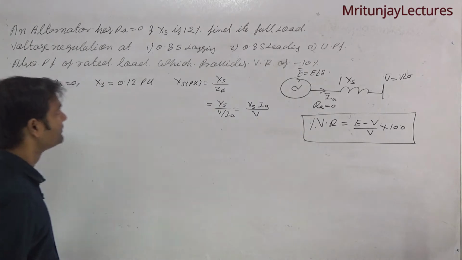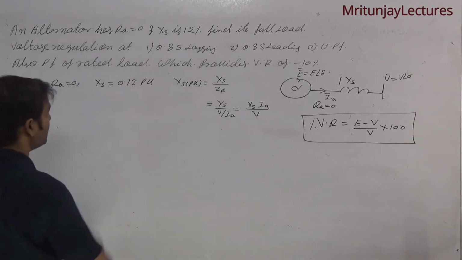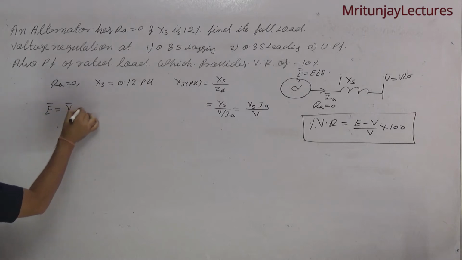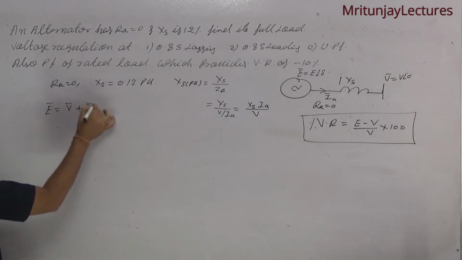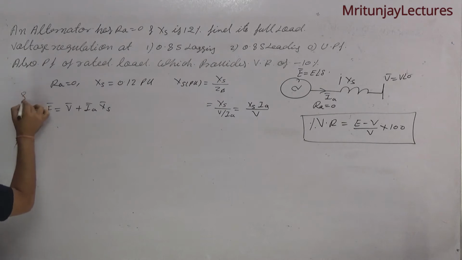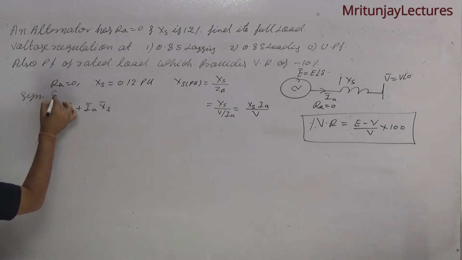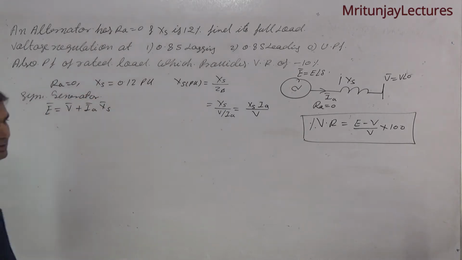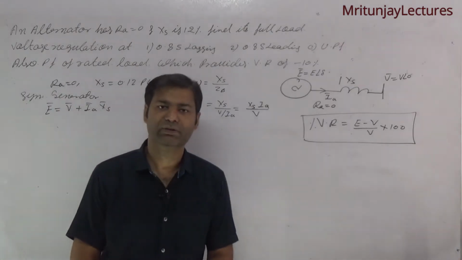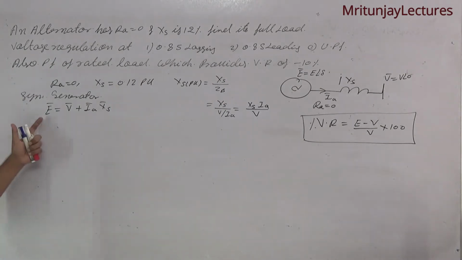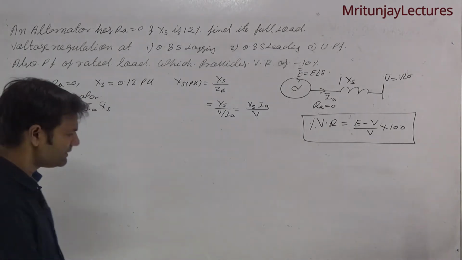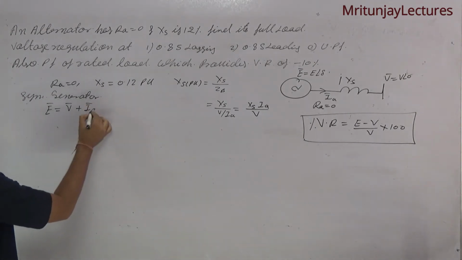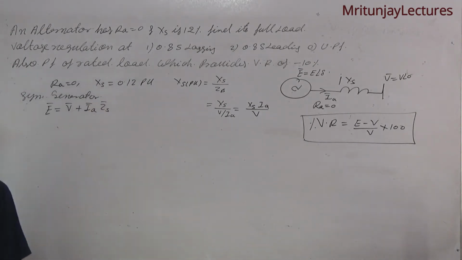Now, first part. I know that E is equal to V plus Ia into ZS because it is a synchronous generator, or you can say an alternator. This one is called an alternator, that's why E is written as V plus Ia into ZS.